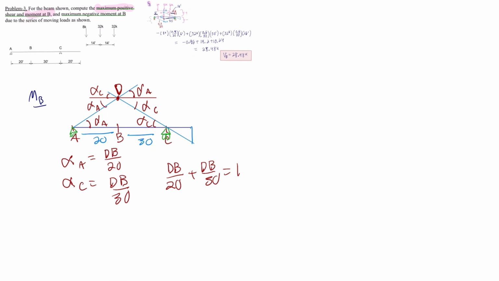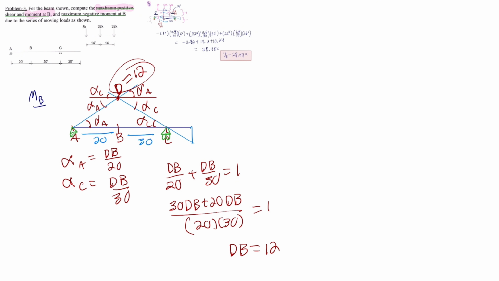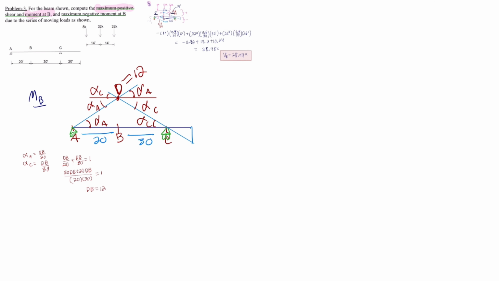And then we go ahead and solve for it. So it will be 30 dB plus 20 dB over 20 times 30 is equal to 1. We go ahead and solve for dB, and we get that dB is equal to 12. We can put the dB is equal to 12 here. We can go ahead and put the slope here is equal to 12 over 20, and the slope here will be equal to 12 over 30. So now we can go ahead and draw the moving load.